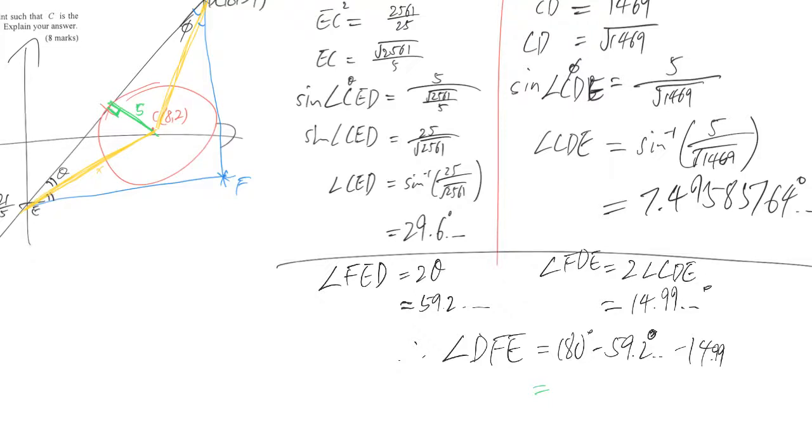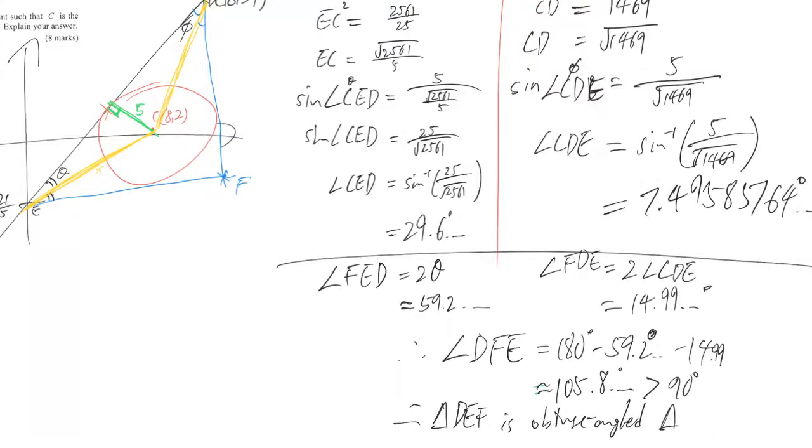So it's equal to 105.8 something degrees approximately. Definitely it is larger than 90 degrees. So the question is asking, is that an obtuse angle? So triangle DEF is obtuse angle. And then we finish the question.